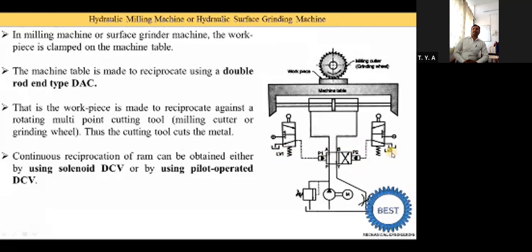In these machines we are also able to use solenoid operated valves. Suppose we use solenoid operated, then we need to write S1 and S2, and the limit valve is replaced by a limit switch. So instead of this limit valve, we need to put limit switches here. That is the simple thing. In the last video we studied the hydraulic shaper machine, in which we use solenoid operated valves and limit switches. In a shaper machine it is also possible to use pilot operated instead of solenoid operated. Suppose we use pilot operated, then the limit switch is replaced by limit valve 1 and limit valve 2.